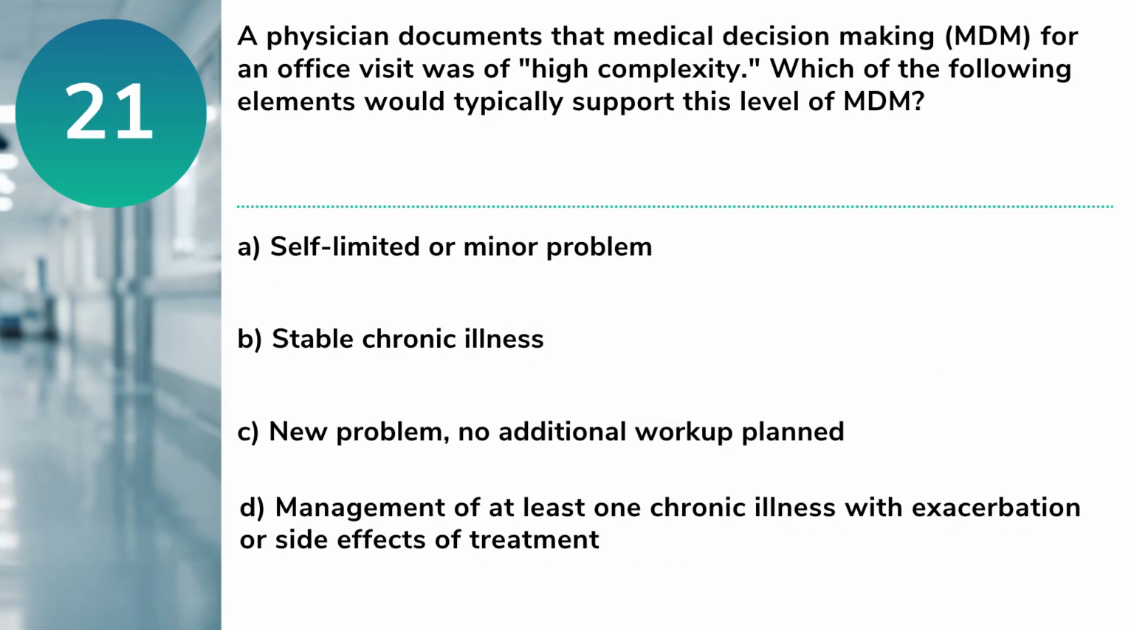Question 21. A physician documents that medical decision-making, MDM, for an office visit was of high complexity. Which of the following elements would typically support this level of MDM? A. Self-limited or minor problem. B. Stable chronic illness. C. New problem, no additional workup planned. D. Management of at least one chronic illness with exacerbation or side effects of treatment.